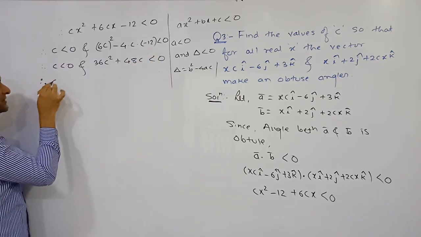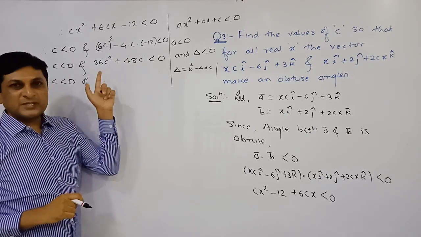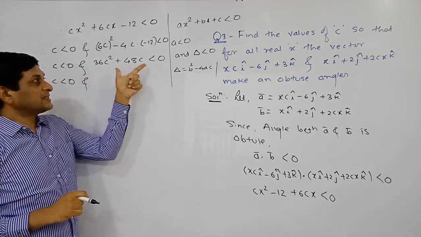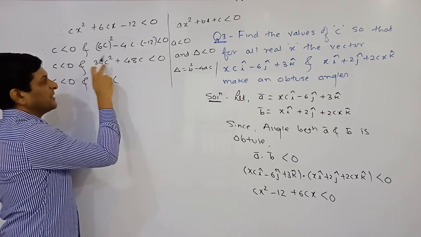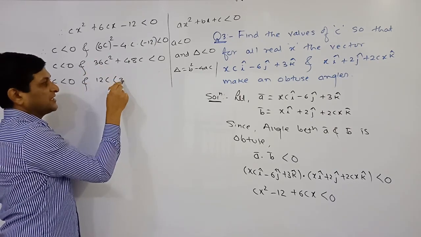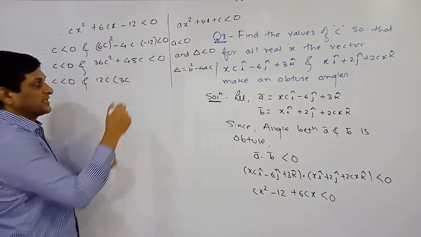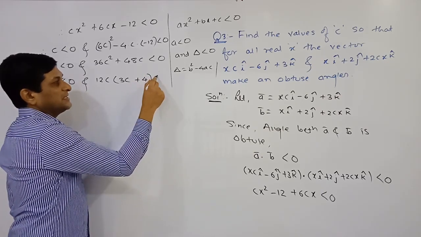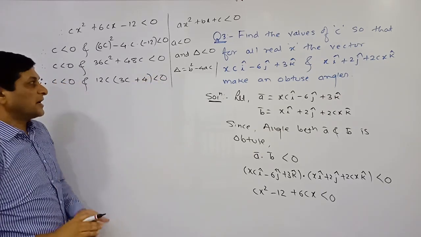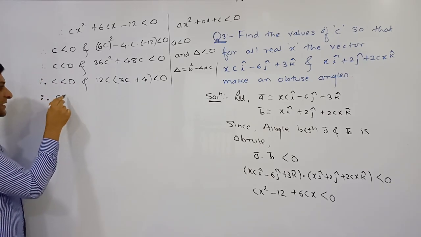So therefore c is less than 0, and if you observe both the terms, can I take 12c common from these two terms? If we take 12c common, the remaining term here will be 12 3s are 36, so 3c will be the remaining term, and here 12 4s are 48, so the remaining term is plus 4, is less than 0.